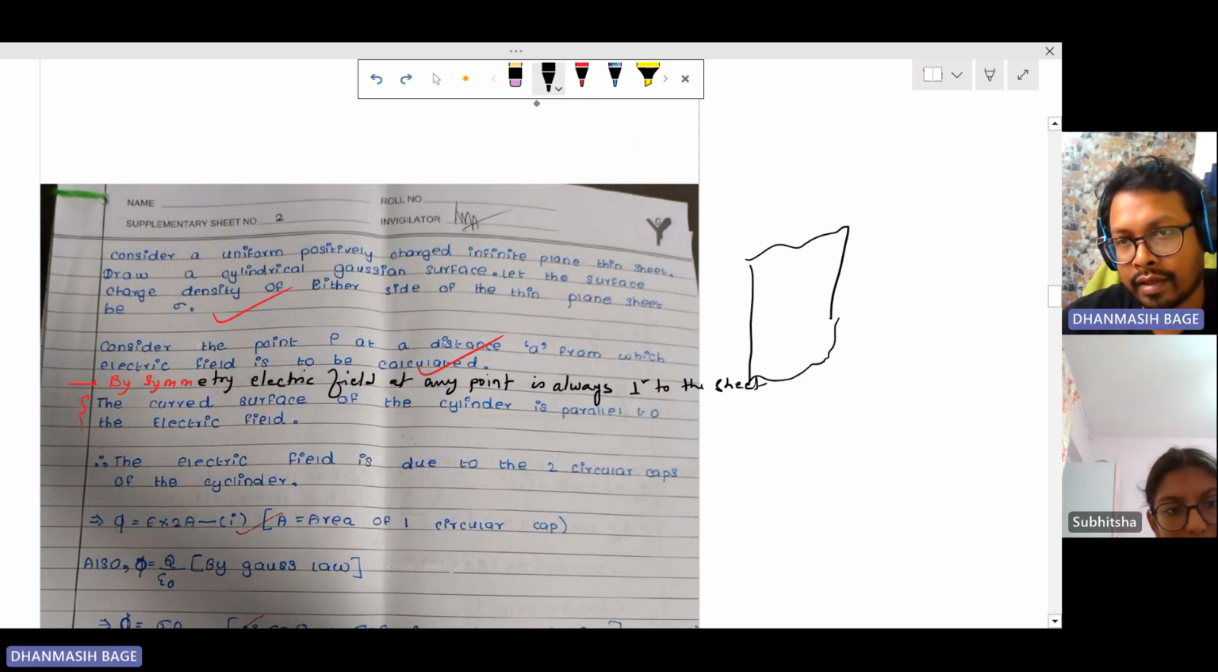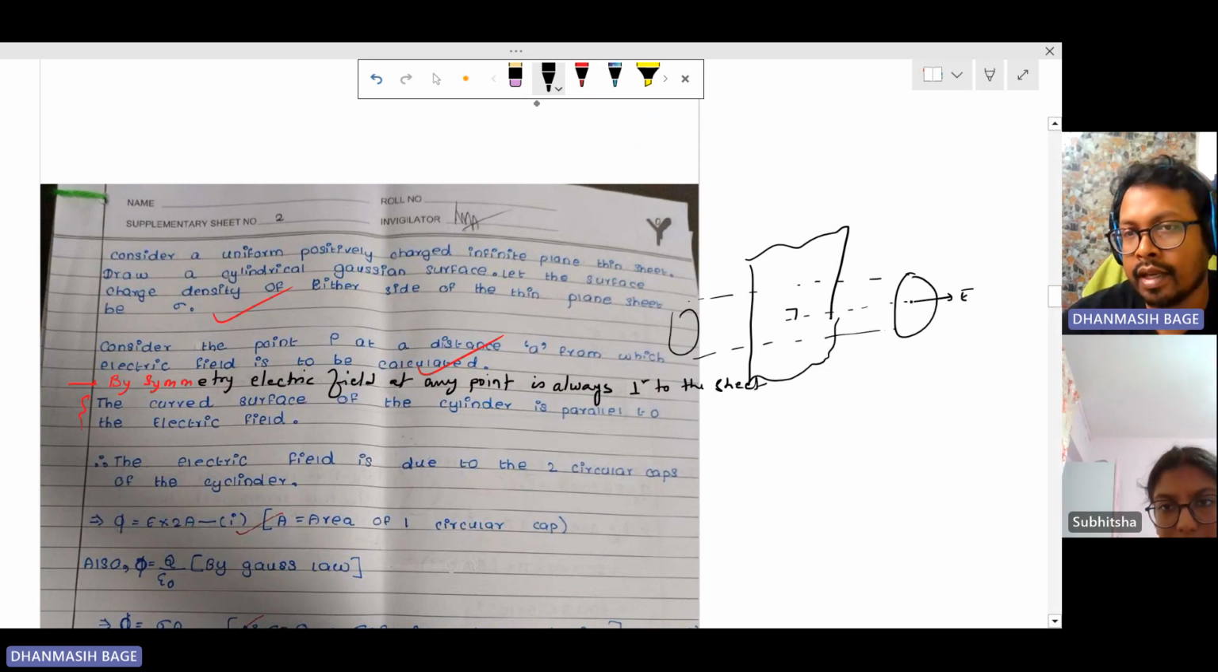Once you have decided this thing, then you can draw a cylinder Gaussian surface, right? You choose your Gaussian surface, and then you can see that on the curved surface, the electric field is perpendicular to the curved surface area. The ds vector will be in this direction and the electric field is in this direction. Now they are perpendicular to each other. That makes sense now, right?